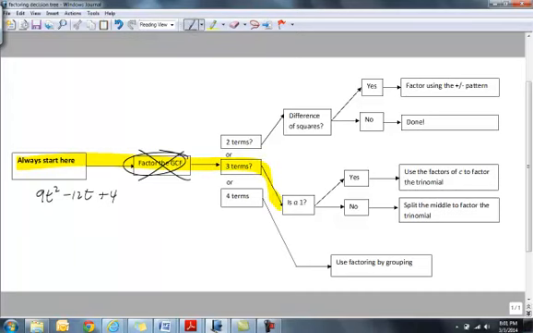The next question you're asked is, is the a value 1? So remember, it's ax squared plus bx plus c. So your a value in this case is 9. So when it says is a 1, we're going to say no. So here's our method, split the middle. All right, so to split the middle, we've got to find, well, actually I'll come back over here. We're going to split the middle.